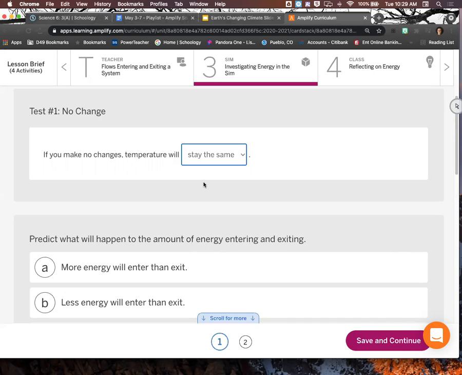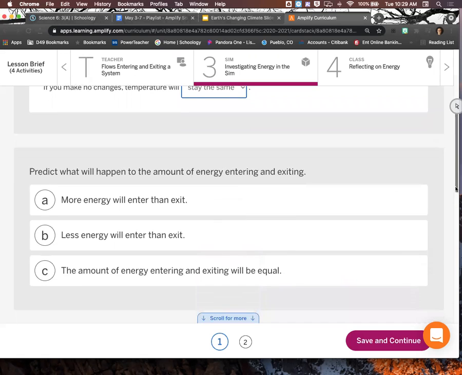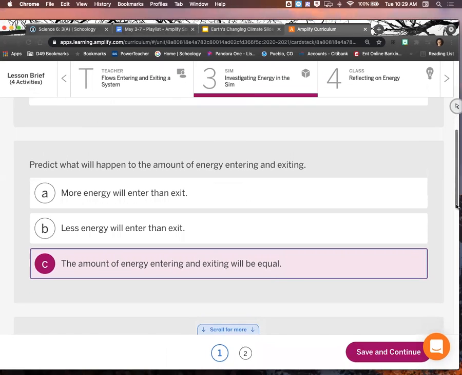Well, if we don't make changes, the temperature stays the same. And if the temperature stays the same, that means that the energy doesn't change. Even though energy is coming in from the sunlight, it's also leaving. So the amount of energy entering and exiting will be equal. So those are our predictions.